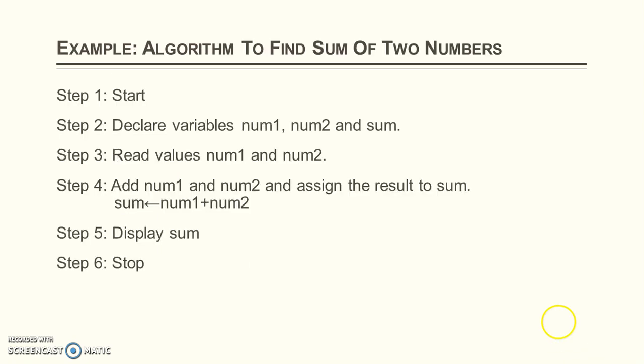Let's take one example. Suppose you want to add two numbers and find the sum of these two numbers. So your algorithm is nothing but the sequence of the steps. Your algorithm always starts with start and ends with stop. Next we will declare three variables: number1, number2 and sum. We will read two numbers from the user as number1 and number2. We will add number1 and number2 and assign it to sum. That means sum is equal to number1 plus number2, and your result will be displayed as sum.